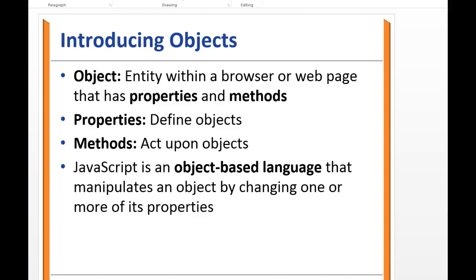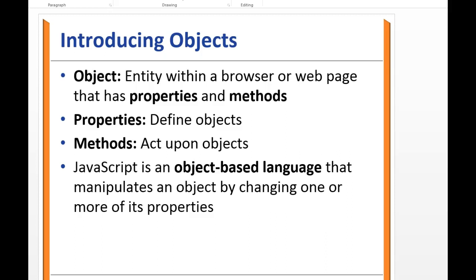So what's an object? An object is an entity within the browser or web page that has properties, or basically attributes, that define it, and methods, or actions, that can be acted upon. For example, a video embedded on a web page is an object and has properties such as the source of the video file, or the width and height of the video player. So these are the attributes or the properties. And the action such as playing or pausing the video is called a method.